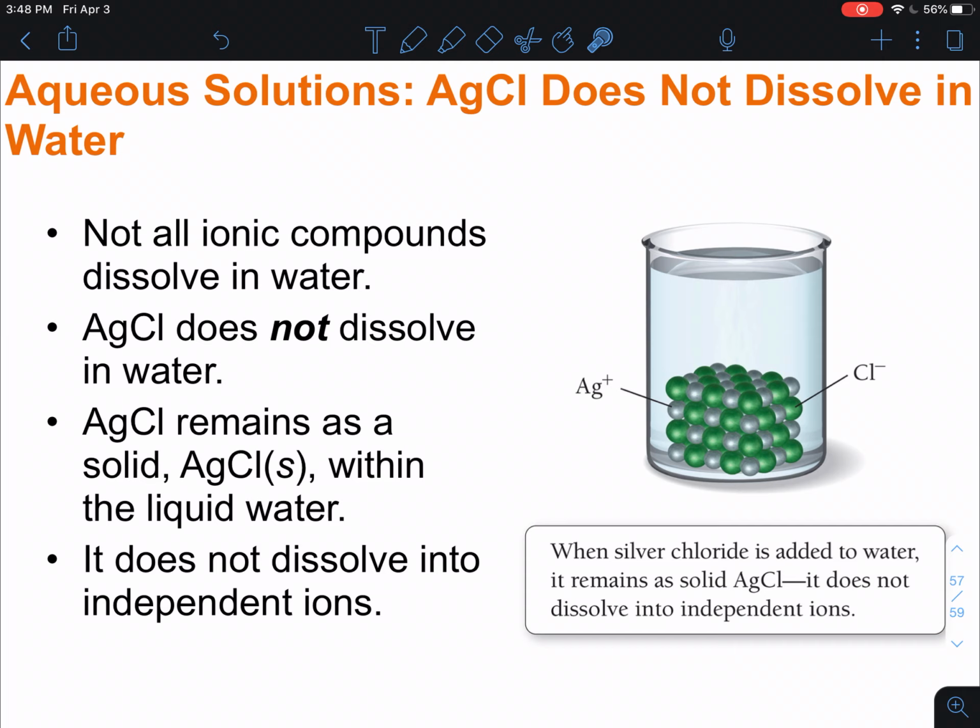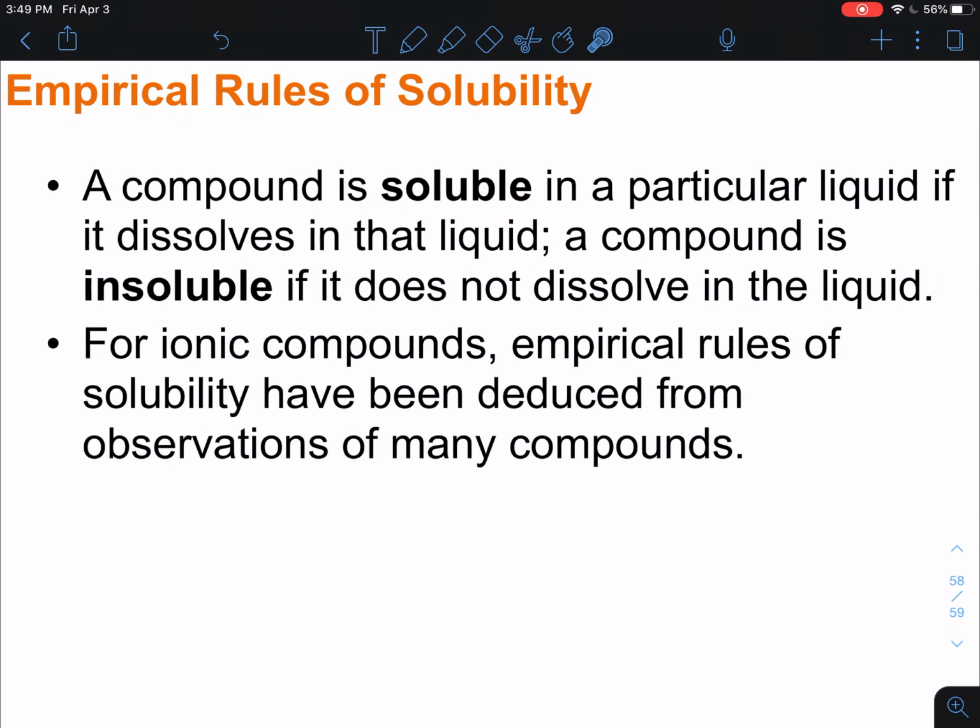Not all ionic compounds dissolve in water. Silver chloride does not dissolve in water. So if you take a hunk of silver chloride and you throw it in water, look what happens. It stays together completely. It remains as a solid. So if you were to put the cathodes and the anodes in solution to see if the light would light up, if this is DI water, no current is going to flow because these ions do not separate from each other. So when silver chloride is added to water, it remains as solid silver chloride and does not dissolve into independent ions. So it does not conduct electricity.